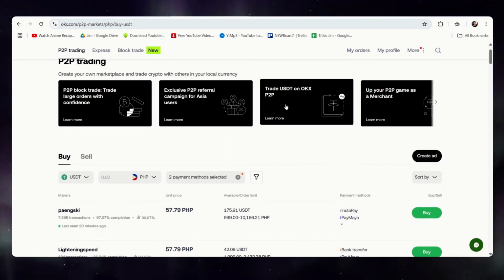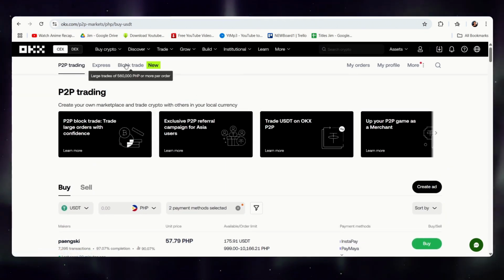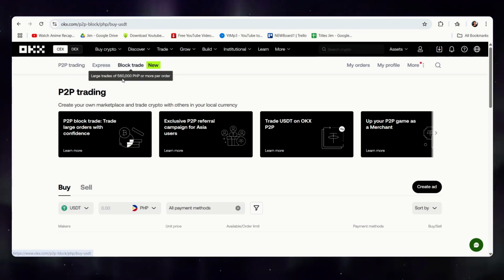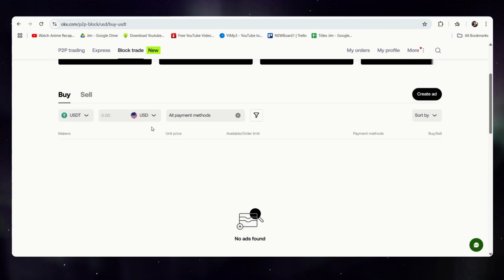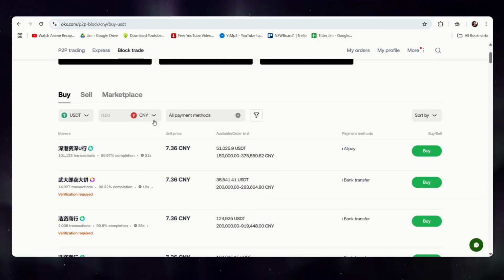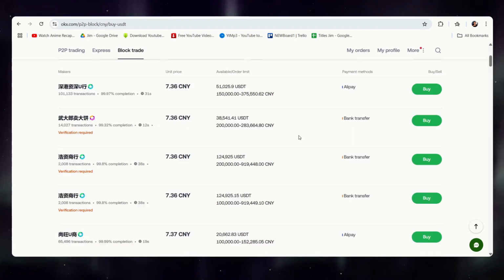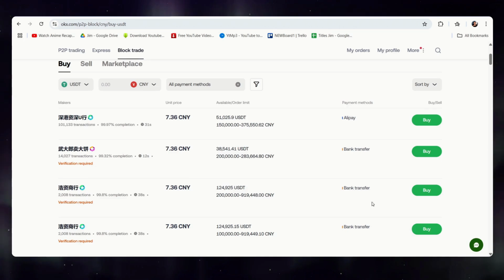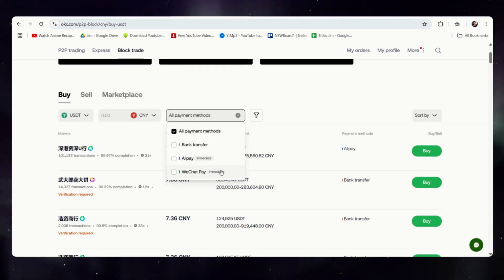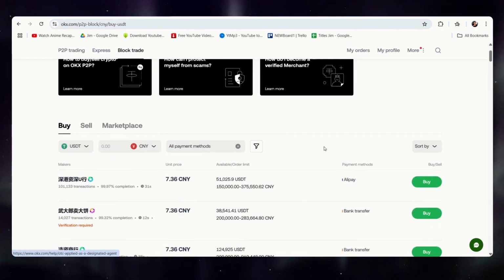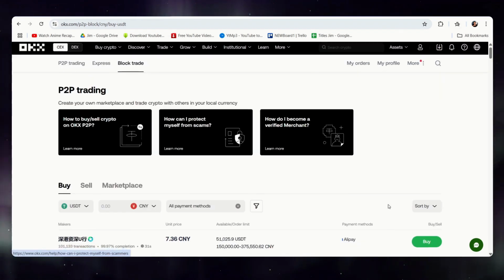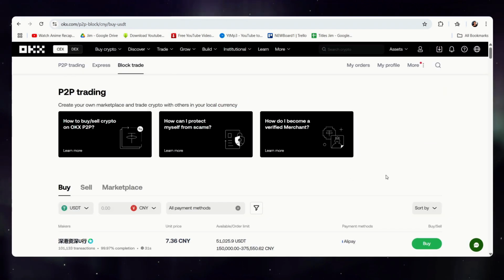But additionally, there is a new feature here over at OKX called block trade. Now, this amount is a large amount. Even if I go to USD, we don't have anything. However, if we go to the Chinese yen, we will see several transactions that can be done via these payment methods right here. And I'm not the best at calculating the Chinese yen, but if you are planning to trade in large amounts, over here on block trade is what might benefit you the most.